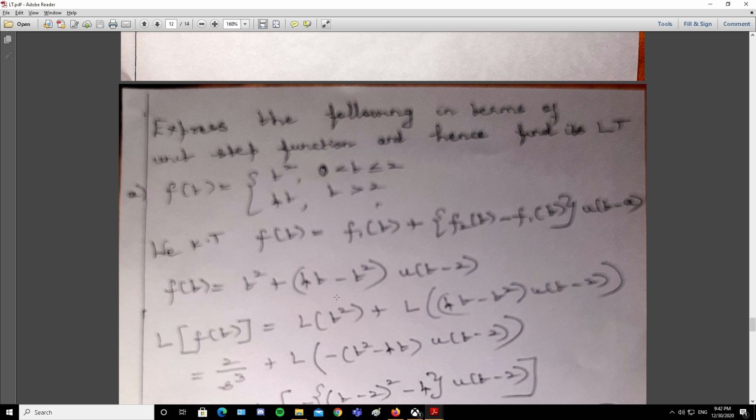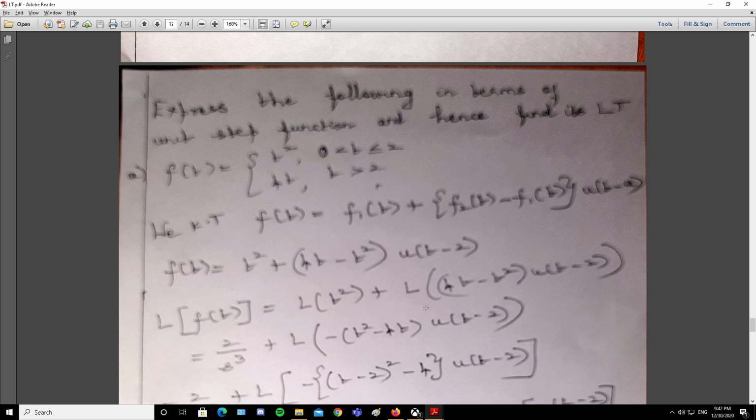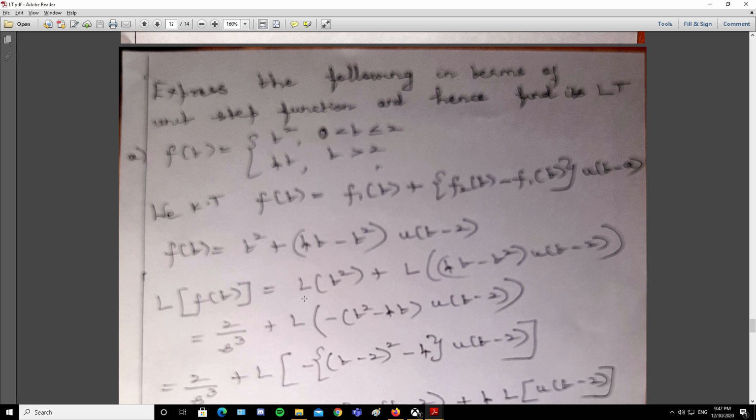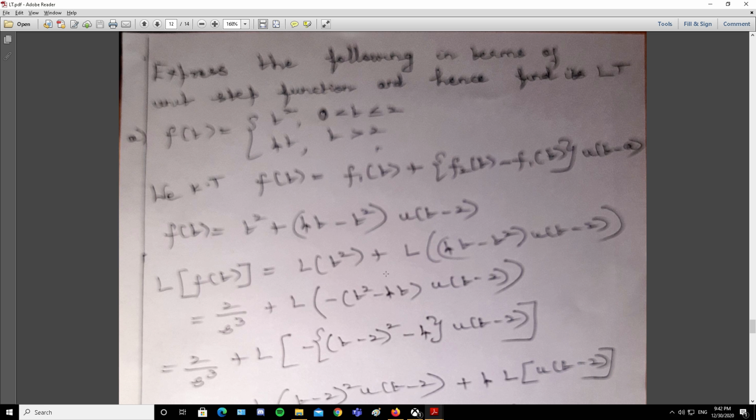So here, this is for the first part. We have expressed f of t in terms of step function. What is the question? Express the following in terms of unit step function. So first, we have expressed f of t in terms of unit step function u of t minus 2. The second part is to find the Laplace. So we have taken Laplace on both sides. So Laplace of f of t equals Laplace of t square plus Laplace of 4t minus t square into u of t minus 2. Now what is Laplace of t square? 2 factorial by s cube. Laplace of t square is a standard function, so 2 factorial by s cube.